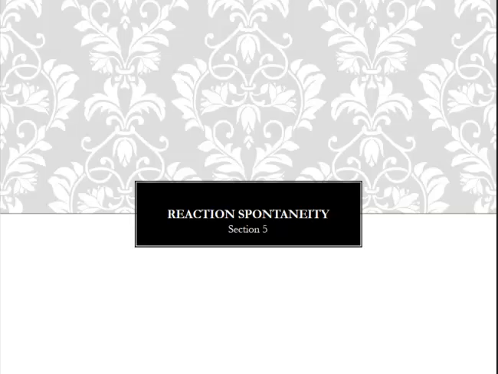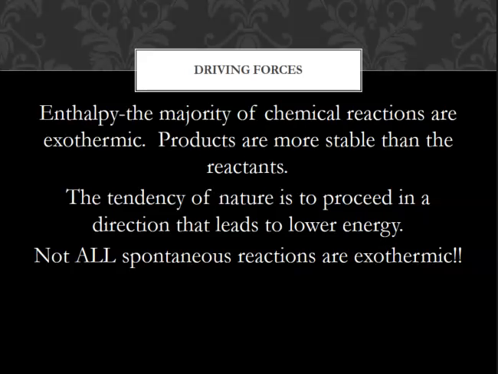So let's talk about spontaneous things and try to figure out why some things are spontaneous. All right, a huge number of reactions are exothermic. In fact, most spontaneous things are exothermic. So the products are more stable than the reactants, and there's a definite tendency of nature to lower the energy, to move to a lower energy state. All right, but not all spontaneous reactions are exothermic. There are some things that are endothermic that will happen all on their own.